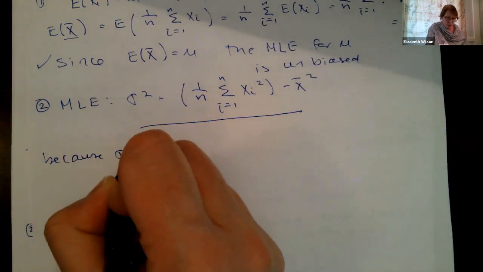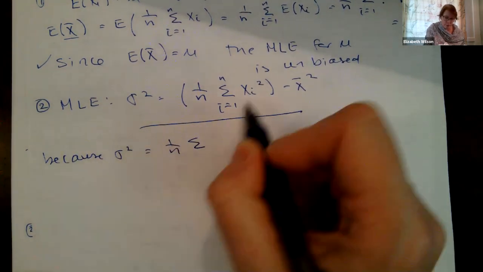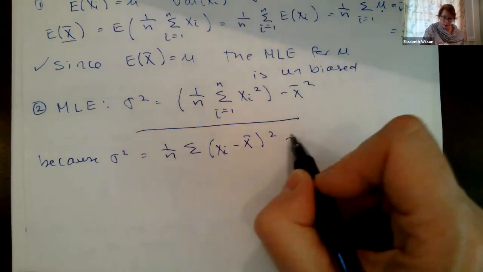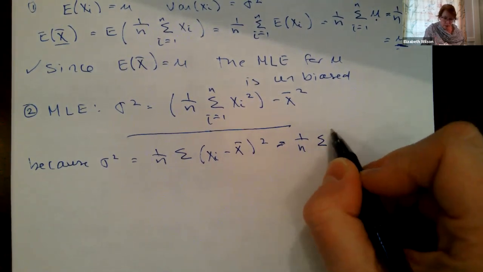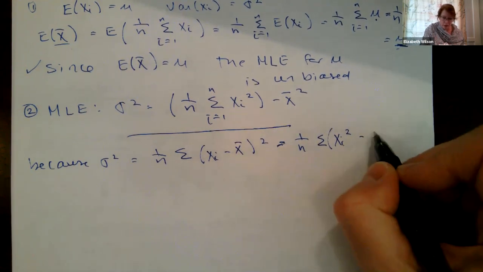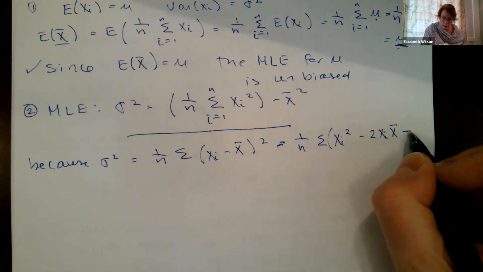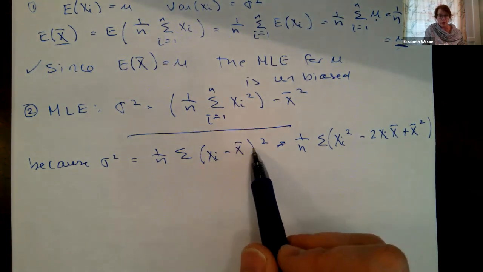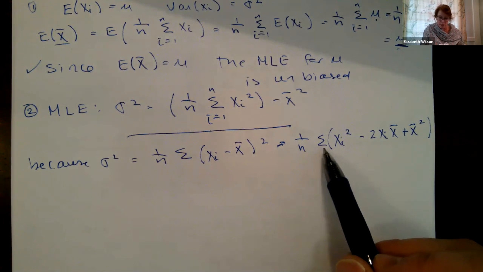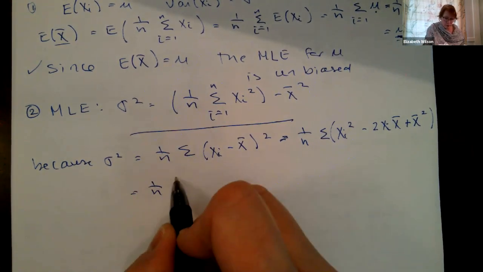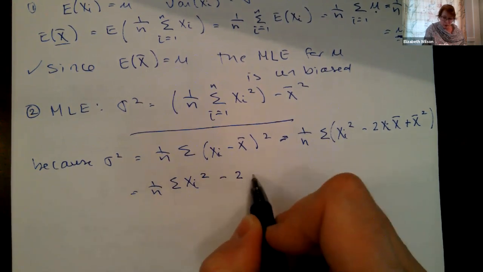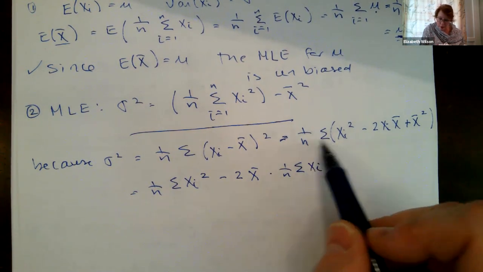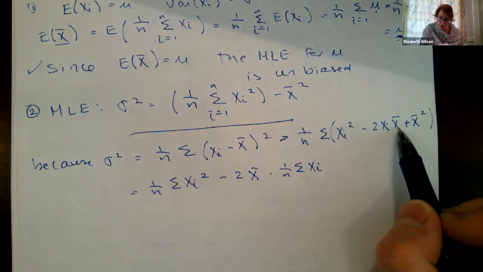Because sigma squared is equal to 1 over n, the sum of x sub i minus x bar quantity squared, my expected value is going to be 1 over n, sum of x sub i squared minus 2 x sub i x bar plus x bar squared. All I did was foil this out. Now we're going to distribute this sigma here. This is 1 over n sum x sub i squared minus 2 x bar times 1 over n sum x sub i. I'm distributing it in, but the 2 times the x bar is a constant term.